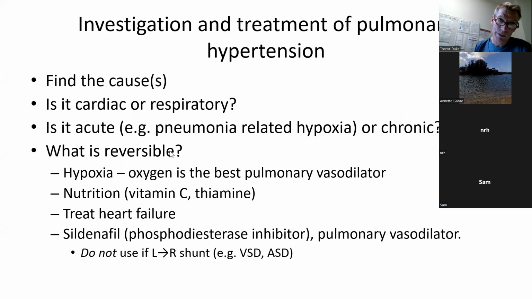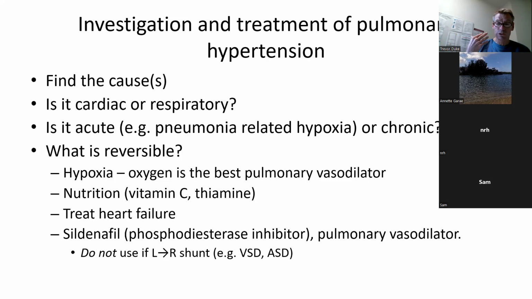So the management of pulmonary hypertension is, first of all, to go through that process of trying to think what the differential diagnosis is. So make the diagnosis of pulmonary hypertension based on the clinical grounds, and then think, well, what's the cause of the pulmonary hypertension? Is it cardiac or is it respiratory? Is it acute or is it chronic? Is it just related to pneumonia and hypoxia and altitude, or is it something that's chronic? Is there some chronic underlying lung disease? And what part of it is reversible?